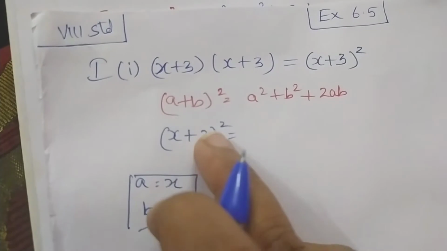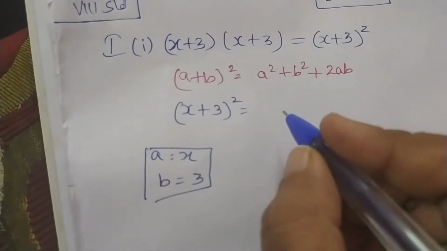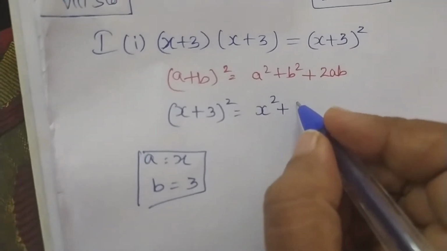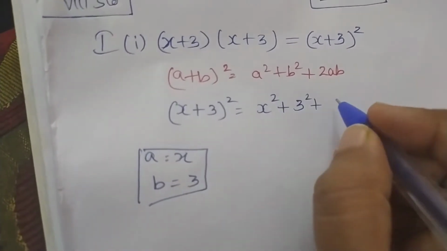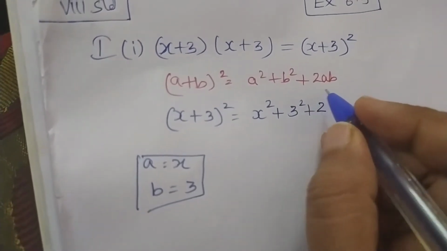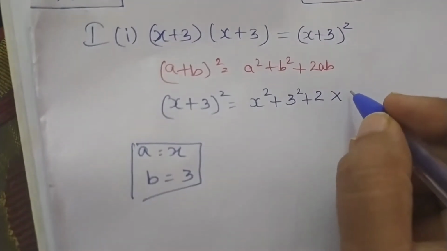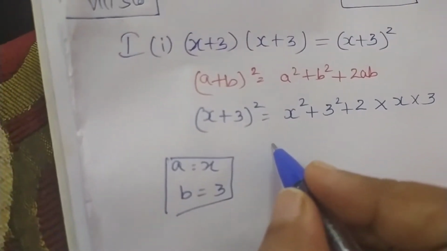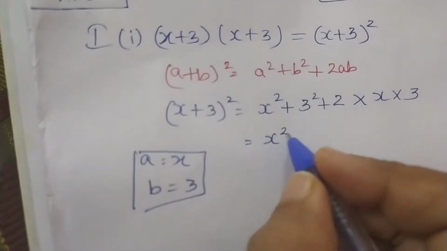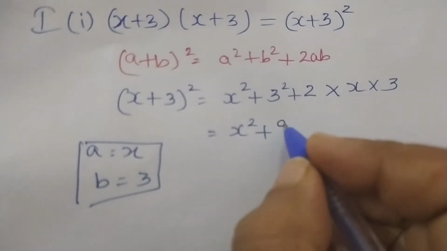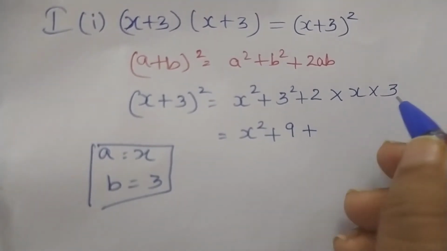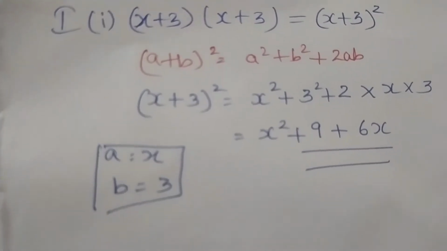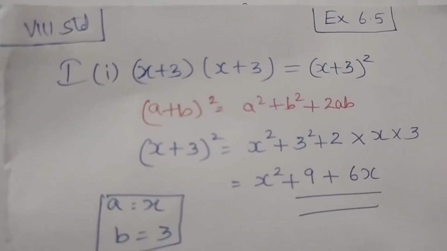So x plus 3 the whole square is equal to a square, which will be x square, plus b square, b is 3, so 3 square, plus 2ab, this is multiplication, so it will be 2 into x into 3. When we simplify, this will be x square plus 3 square is 3 3s are 9, plus 2 into x into 3, 3 2s are 6x. So this is the solution to the problem x plus 3 into x plus 3.